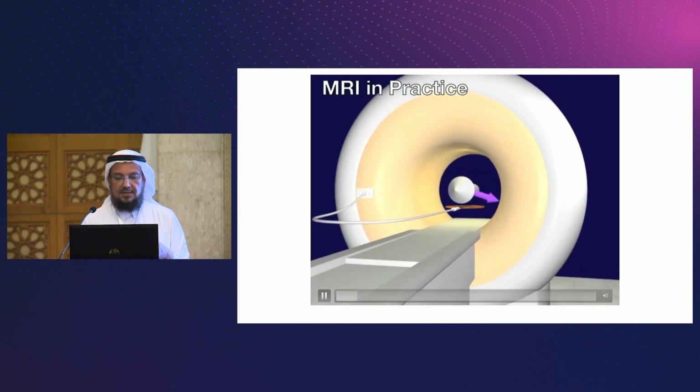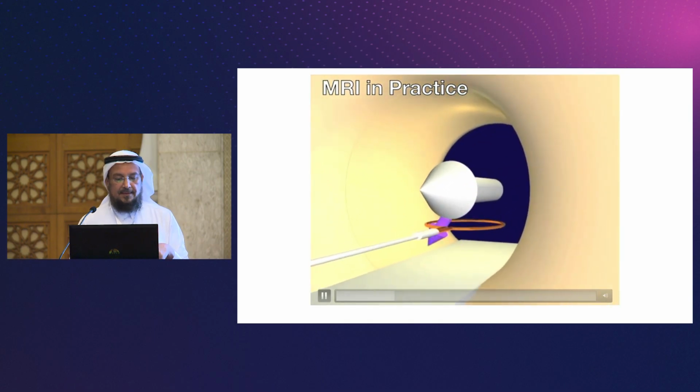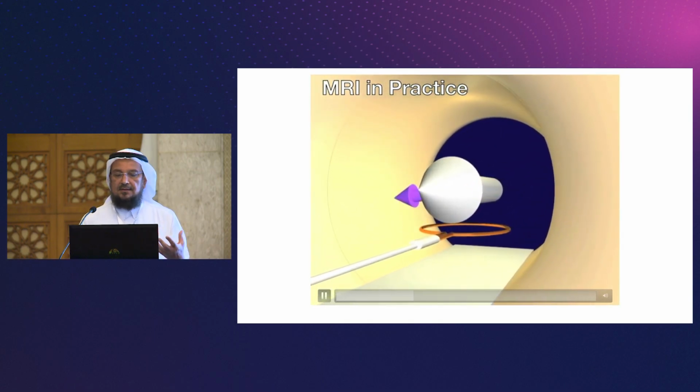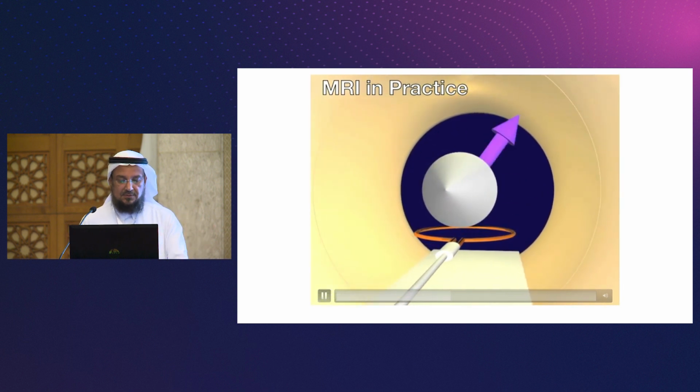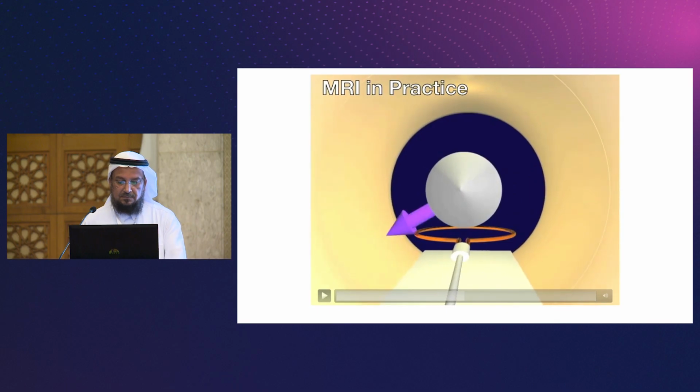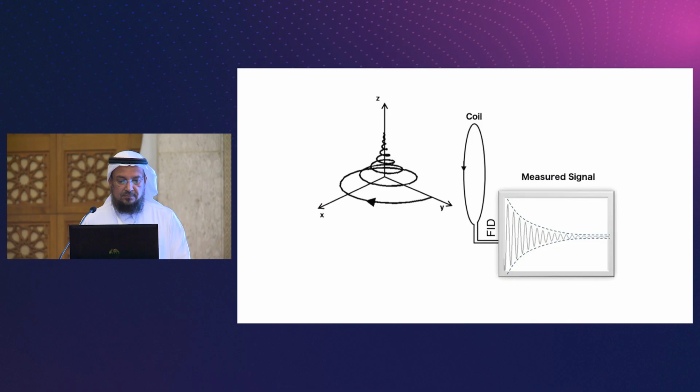So the protons are now spinning across an antenna or RF coil. That will generate an RF signal. This is what we call the MR signal that we generate and then translate into an image. The generation of that signal in the coil will produce a decaying signal. We call it FID, free induction decay, because it starts with high signal and diminishes until it gets to zero.